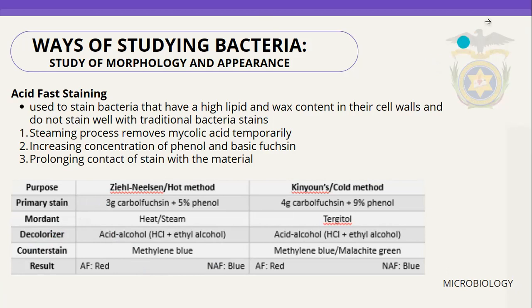Meanwhile, the Kinyoun or cold method uses 4 grams carbol fuchsin plus 9% phenol, and our mordant here is Tergitol. Our decolorizer is still acid alcohol, and our counterstain is still methylene blue, or we can also use malachite green. For the result, acid-fast organisms appear red and non-acid-fast organisms appear blue.